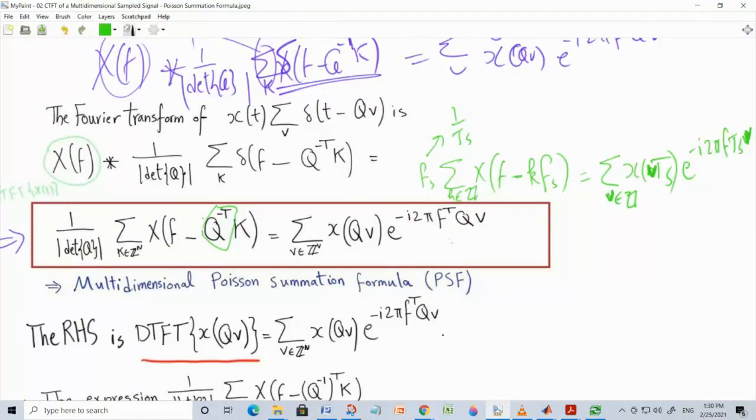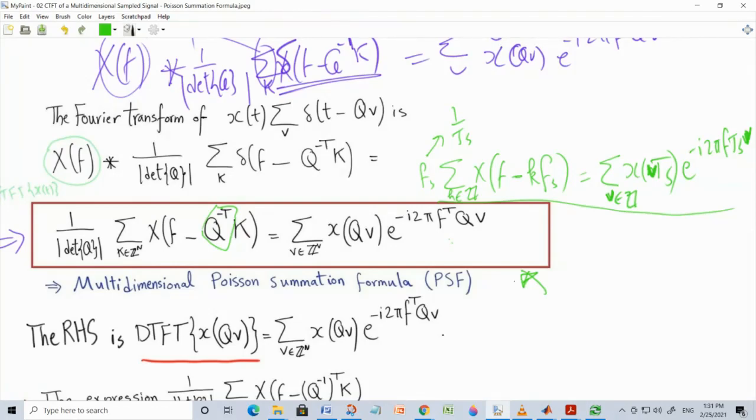You know, the same idea, and to get a feeling, we'll look at a specific example in 2 dimensions, because it's easy to visualize things in 2 dimensions. So this thing in 1 dimension is the Poisson summation formula, and this will be the multidimensional Poisson summation formula. Again, it's a very nice result on its own, and you can use it to compute DTFTs.